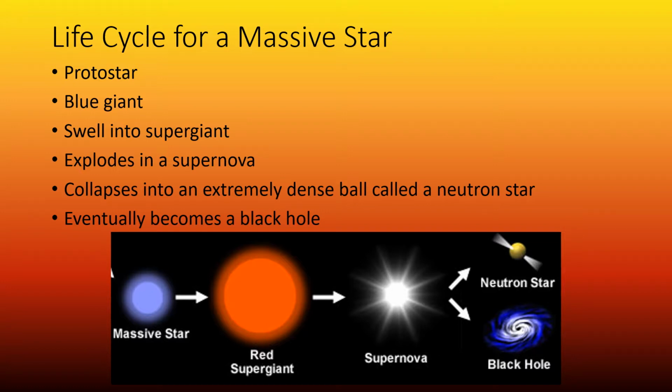Eventually, it's going to explode in what we call a supernova, which is a huge, massive explosion. After that explosion, it's going to collapse into an extremely dense ball called a neutron star. Eventually, it becomes a black hole. Now, sometimes it can skip being a neutron star and immediately become a black hole. This all depends on the mass of the star.